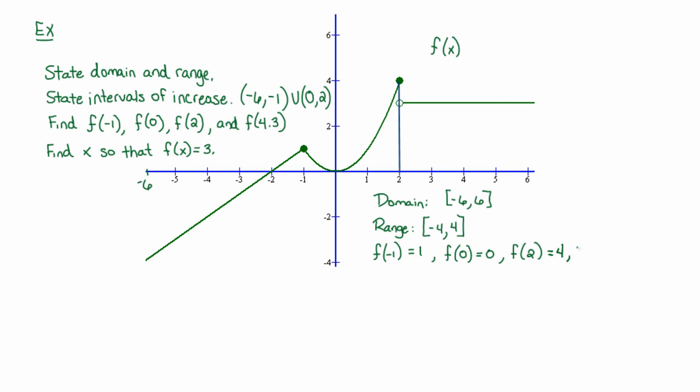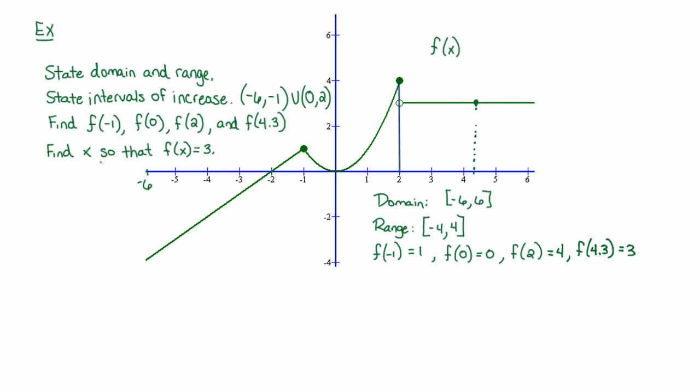And then the last one's kind of an odd request. What is f of 4.3? And you would think that you wouldn't be able to figure this out, but here's 4.3, roughly right about there, and it leads up to this value here, which is a height of 3. So this is going to be 3.